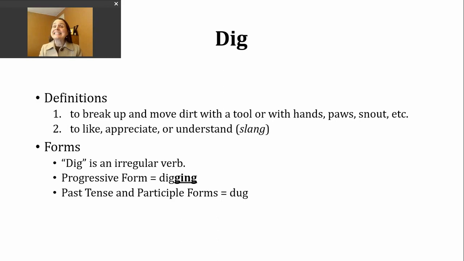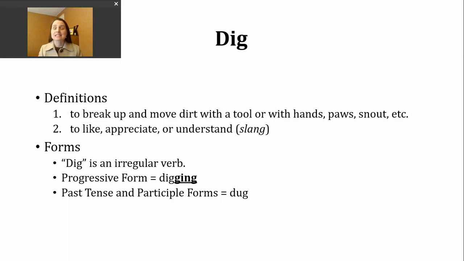You should know that dig is an irregular verb. If you want to make the progressive form of this verb, we need to double the G and then add ing. The reason we're doing this is that, since it's just a three-letter verb, we have a consonant, then a vowel, then another consonant. So our rule in English is when that happens, we're going to double the ending consonant. So the progressive form is pronounced digging.